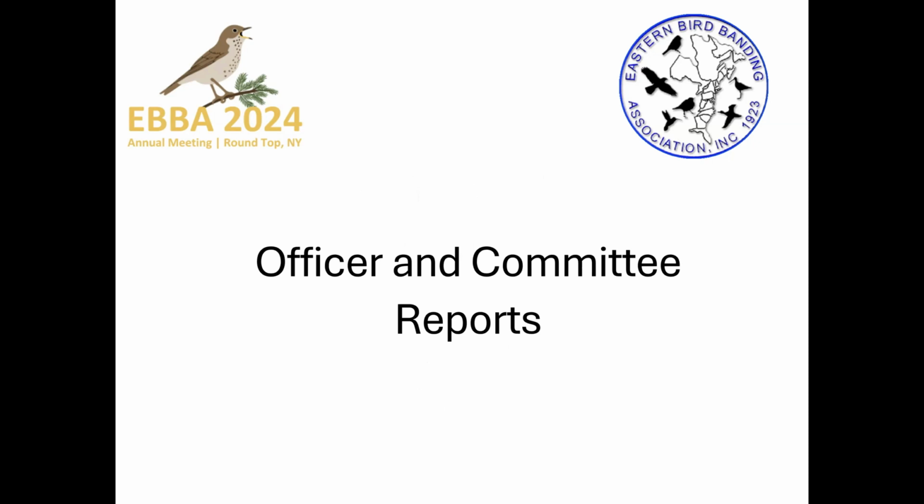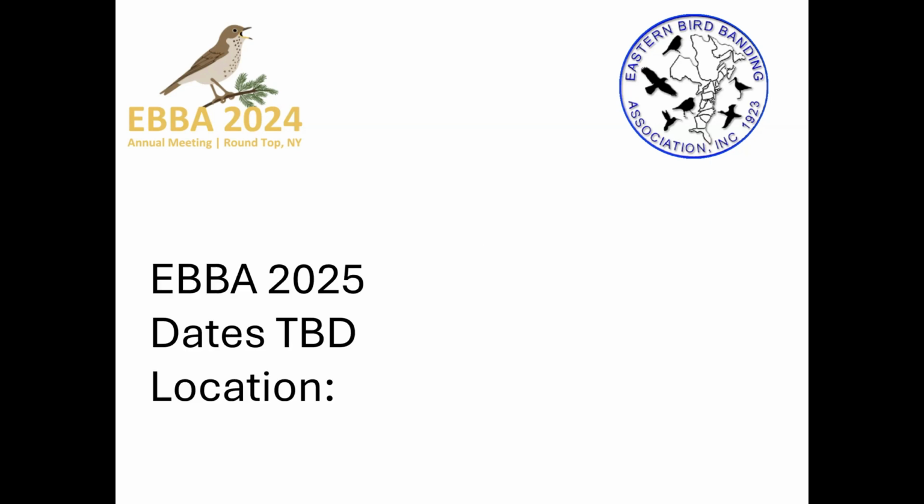Then we used to go through the whole list of all the officers and all the committee reports. And basically, I've really condensed these down. Most roles on the council, people are sort of serving more than one purpose. And so we sort of lump some of this together. So the first vice president of EBBA is the person that runs the meeting.